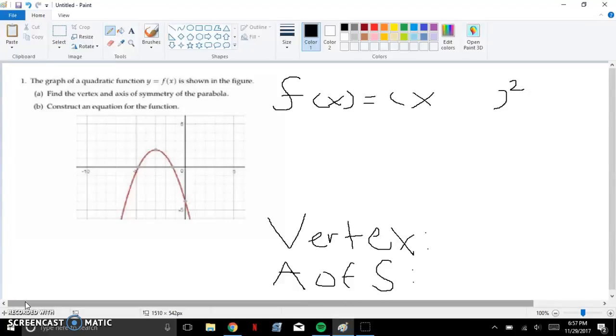So today we're going to be tackling this problem. The graph of a quadratic function y equals f of x is shown in the graph. A. Find the vertex and the axis of symmetry of the parabola, and B. Construct an equation of the function.